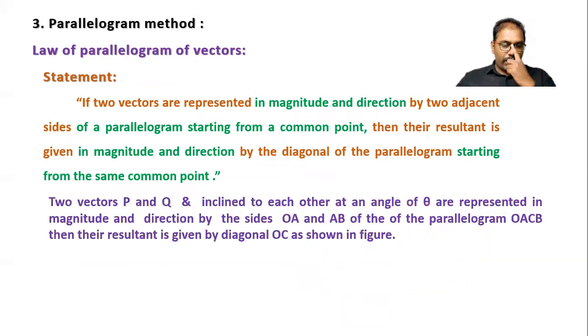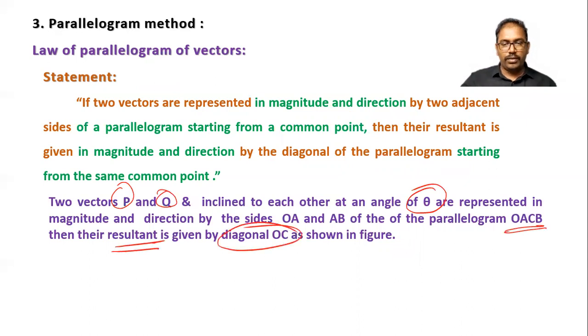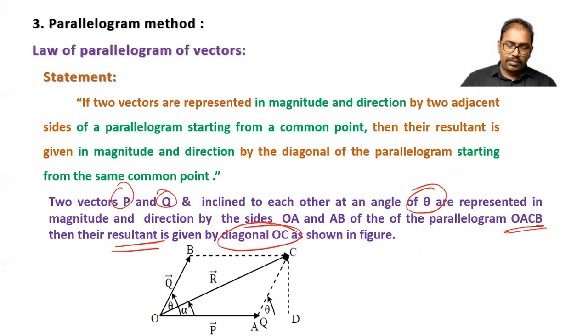Now here we consider the explanation. You can see we consider vectors P bar and Q bar inclined at an angle theta. They represent adjacent sides of the parallelogram OACB. Then the resultant is given by the diagonal OC. You can see the diagram: this is P bar, this is Q bar, the angle is theta, and the resultant is R bar, which represents this diagonal OC. That's it. So this is the law of parallelogram. I hope you understood this.